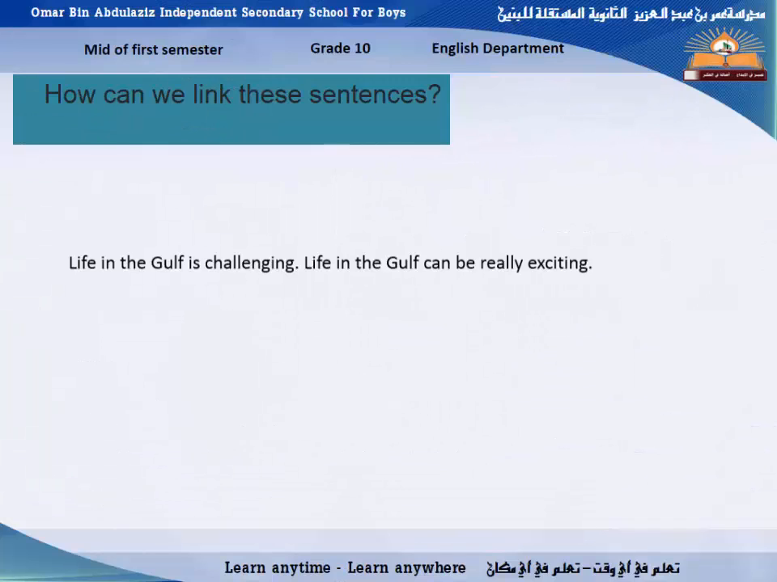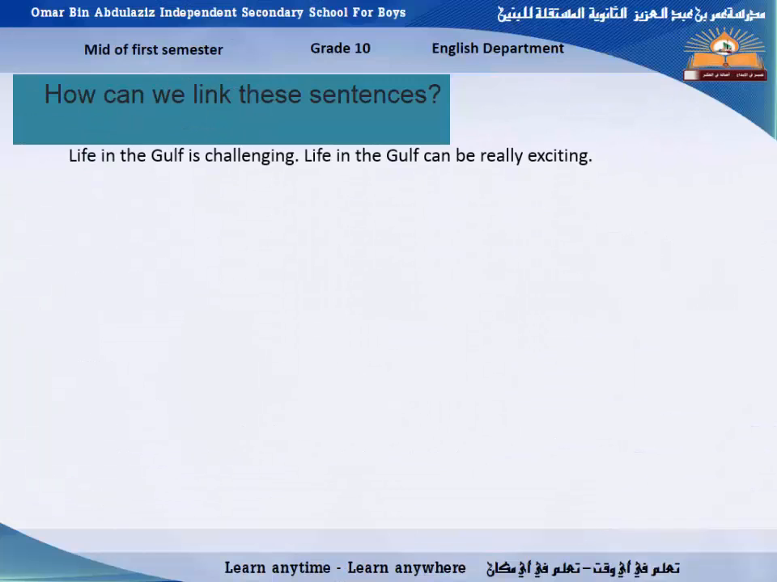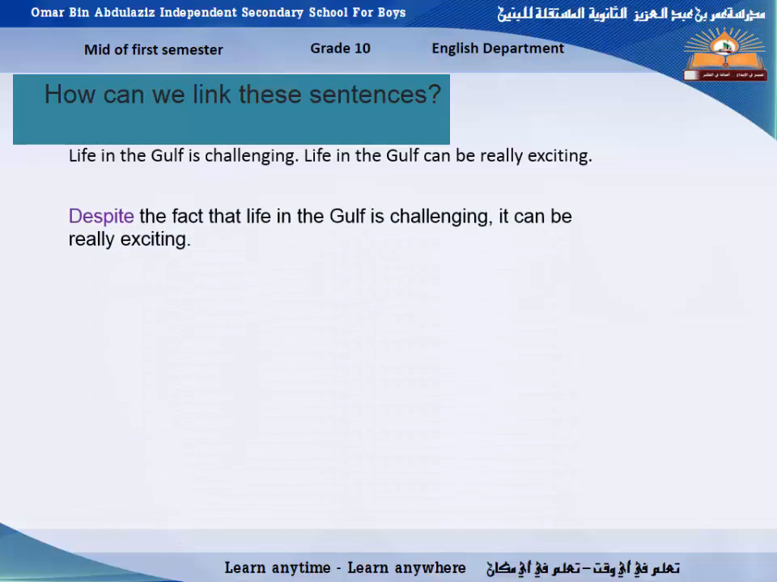Now we will move to the second part of our discussion today: how to link these sentences. Life in the Gulf, challenging. Life in the Gulf can be really exciting. We will use the word despite, or although, or however, because the two sentences have different meanings, or in other words, they are contradicting each other.